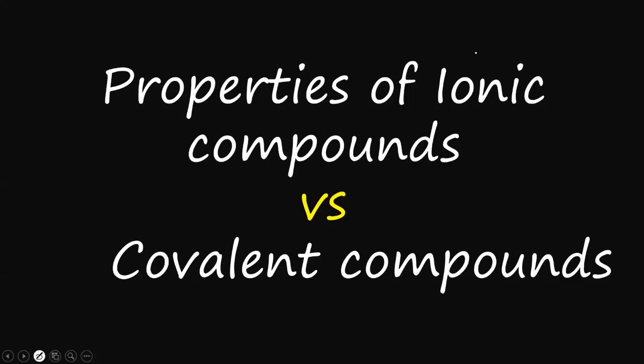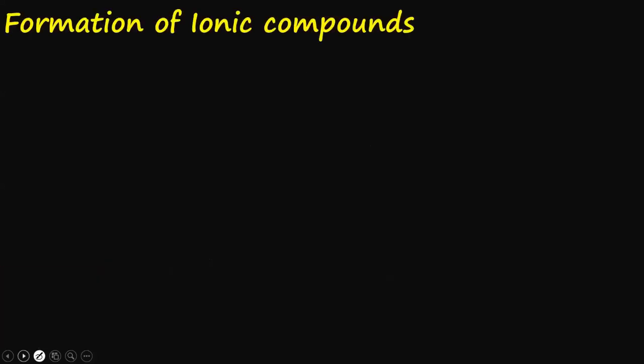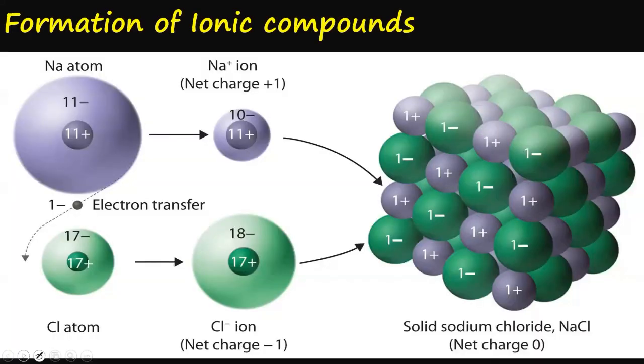In this lesson, we will learn the properties of ionic compounds, and we will also compare the properties of ionic compounds with covalent compounds. Before we start learning about the properties of ionic compounds or covalent compounds, we need to know how these compounds are formed. In the case of ionic compounds, a metal and a non-metal react, while in the case of covalent compounds, both are non-metals.